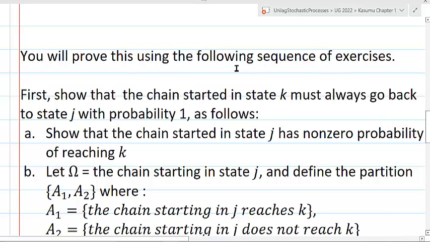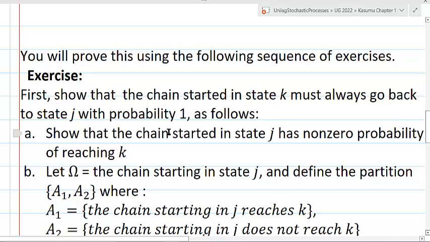I'm going to give some exercises, and by doing these exercises, you will prove this theorem. Okay, first, you want to show that the chain starting in state k must always go back to state j with probability 1. That's item 1 above. And we'll show this in 2 steps.